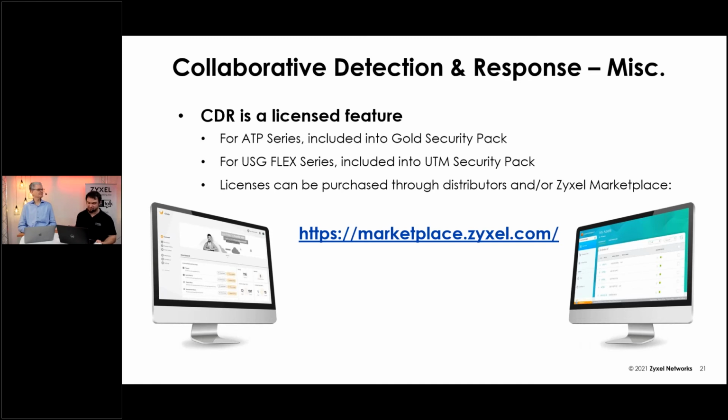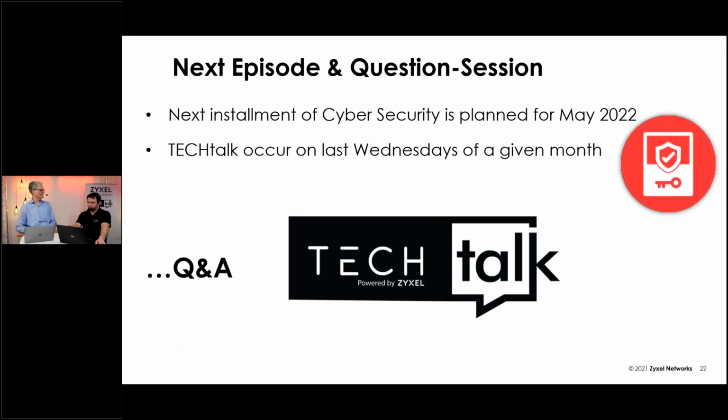And these types of licenses can be purchased through either normal channels like the distributors or the Zyxel Marketplace at marketplace.zyxel.com. And also our business partners can purchase these kinds of licenses through Circle. Correct. And Circle, if you don't know what Circle is, you go to the support portal and then you type in Circle, then you will find it out. If we maybe make a tech talk about Circle, we let you know.